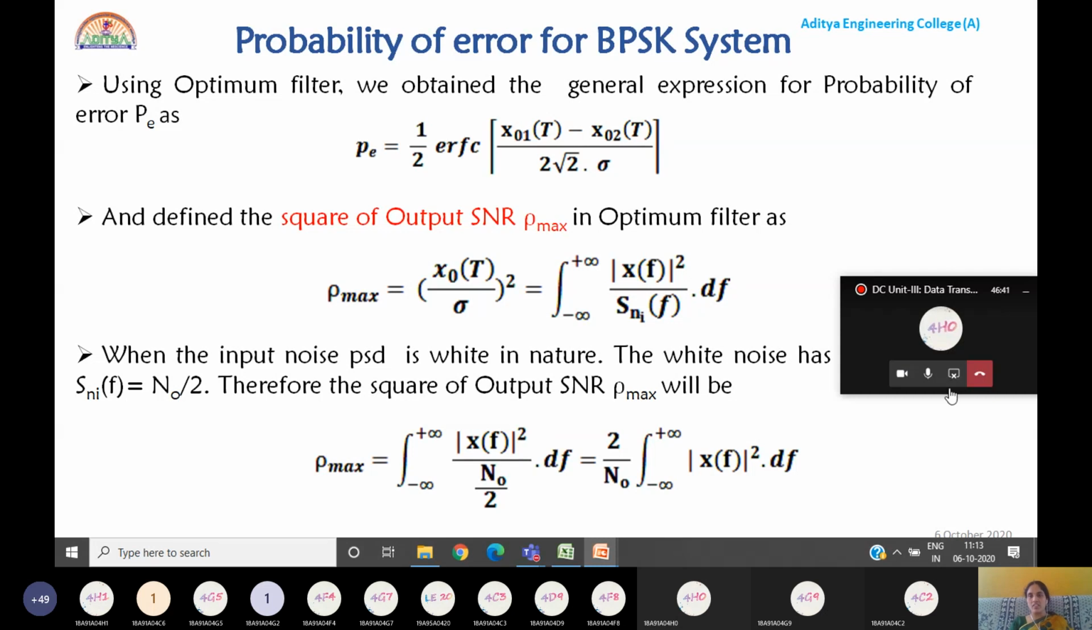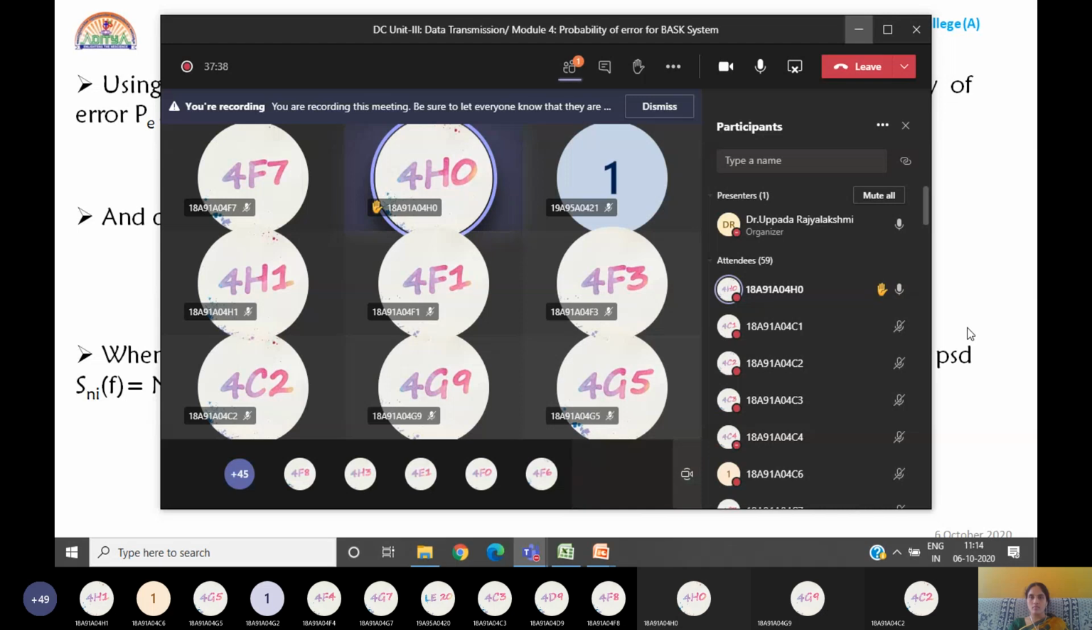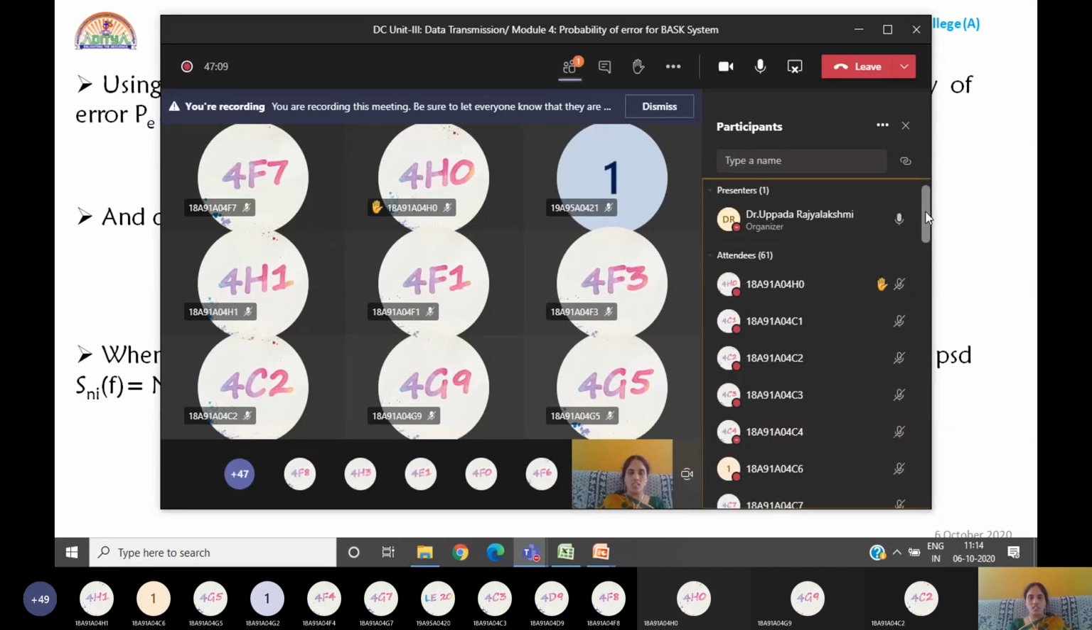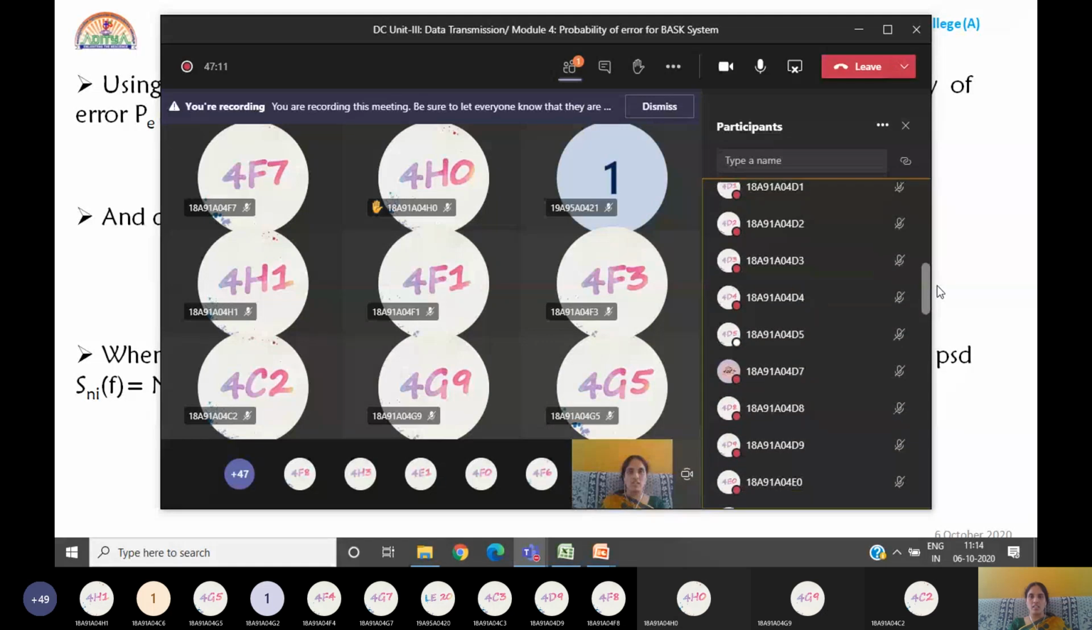Now I request any one of the students to please tell me what are the two input signal levels for BPSK signal. What is the value of x1 of t and what is the value of x2 of t? Can anyone of you tell me? So what is the general form of BPSK signal?